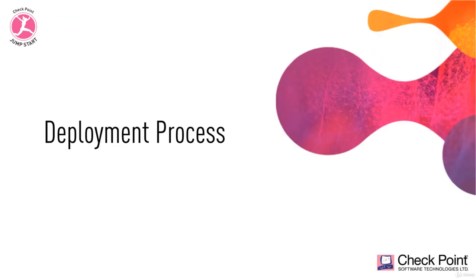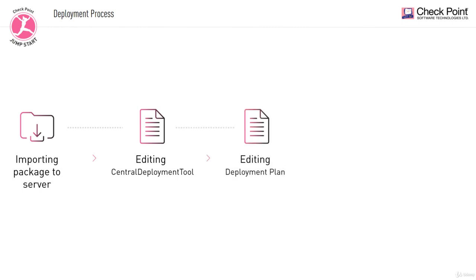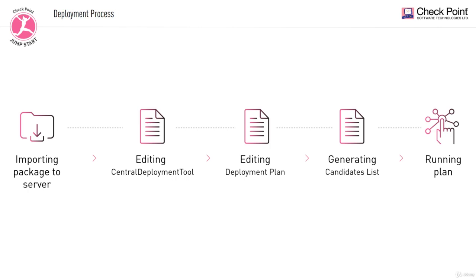In general terms, deploying with CDT involves the following key steps. Importing the deployment package to the server used for package distribution to the gateways. Editing the Central Deployment Tool, which defines logging and notification settings for the deployment process. Editing the deployment plan, which defines a sequence of deployment actions. Generating the installation candidate list to get a full list of deployable gateways and cluster members. And finally, running the deployment plan.